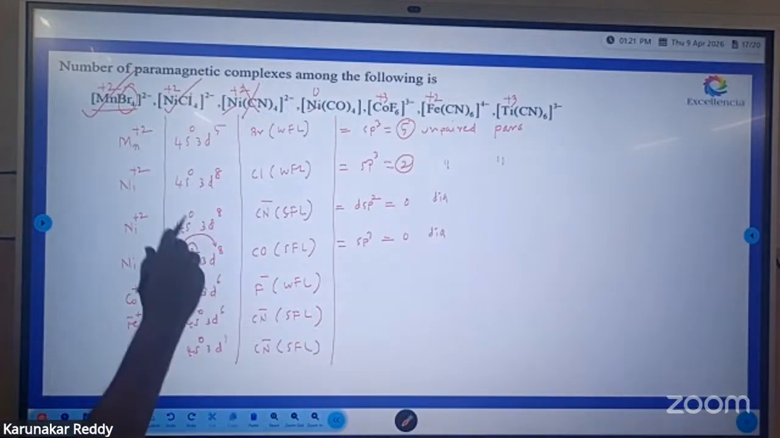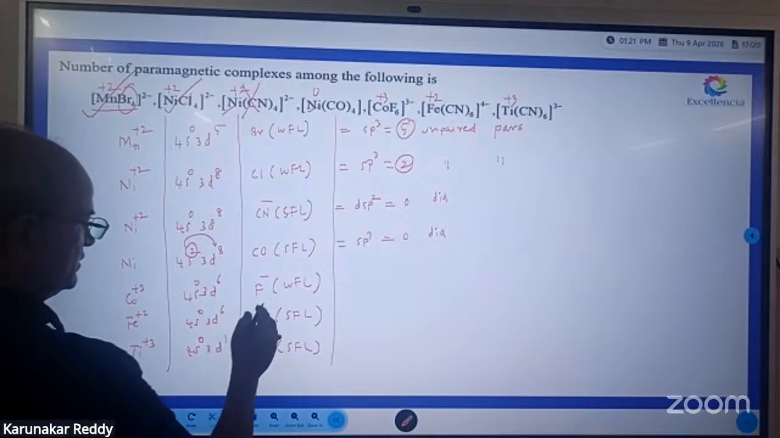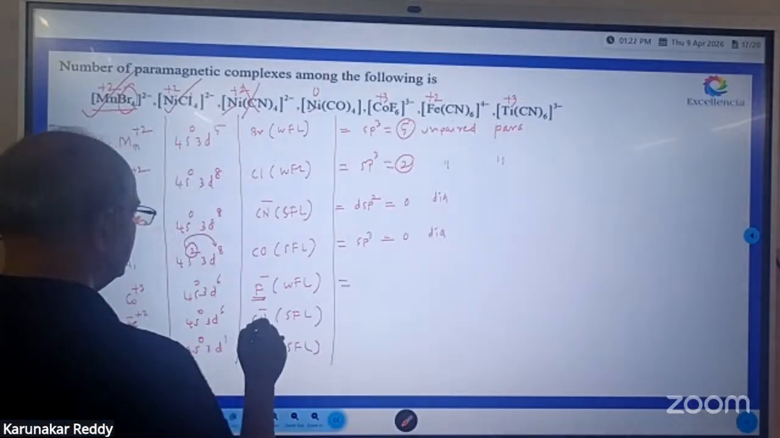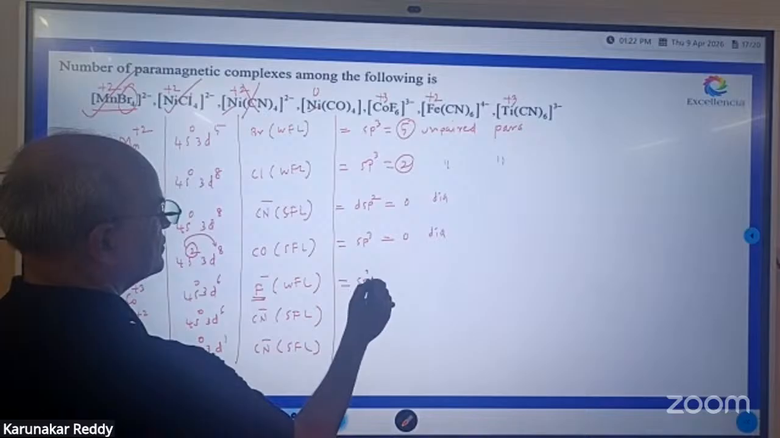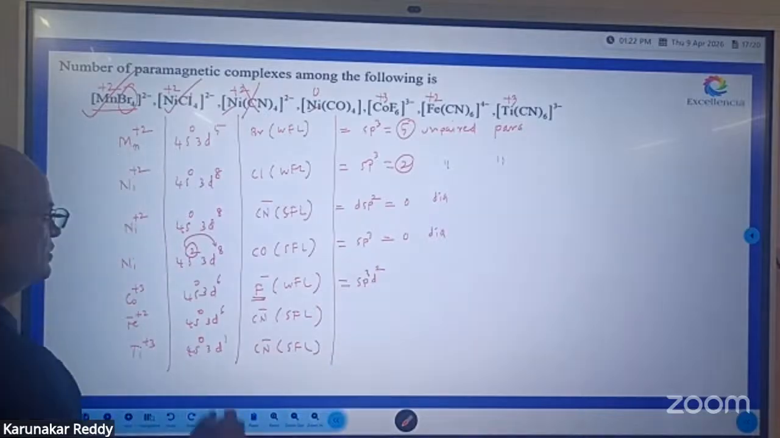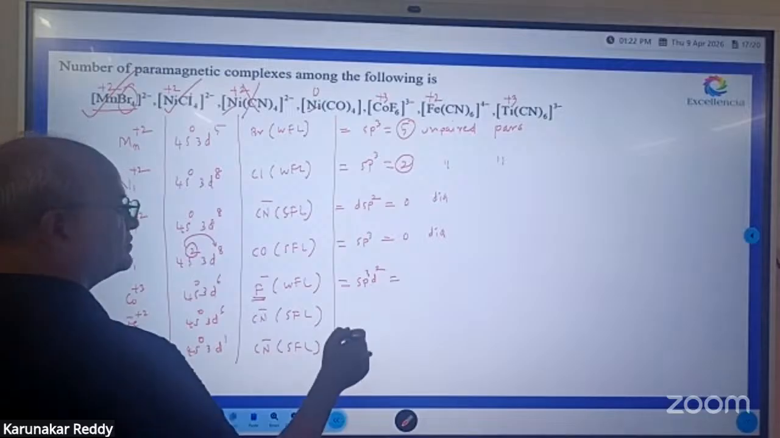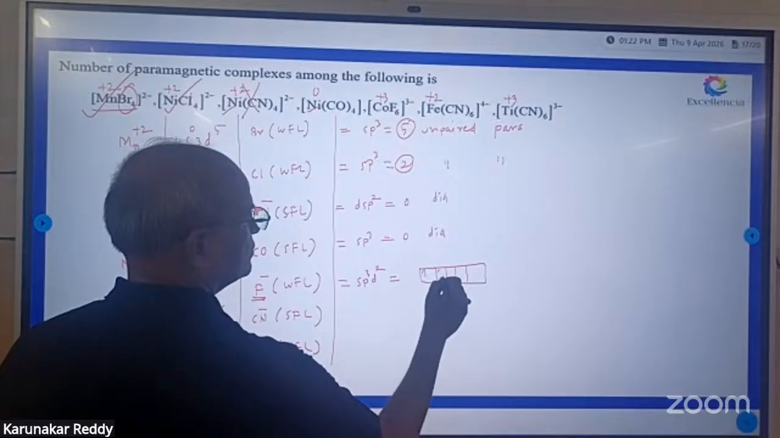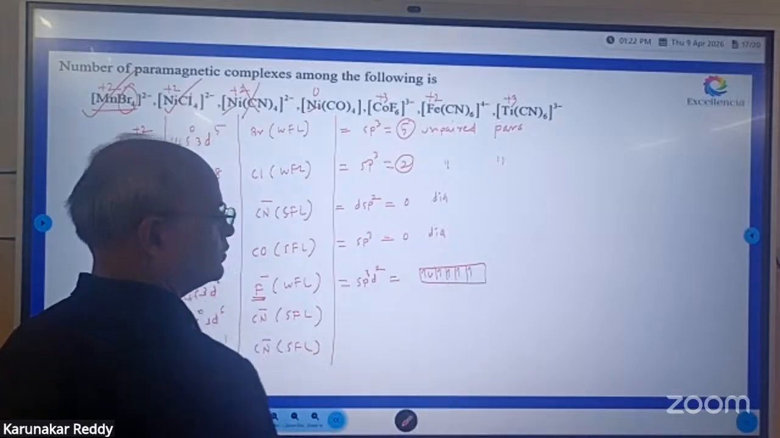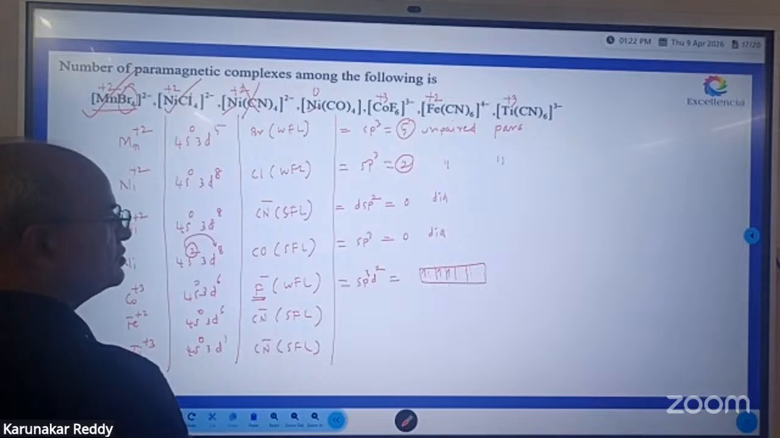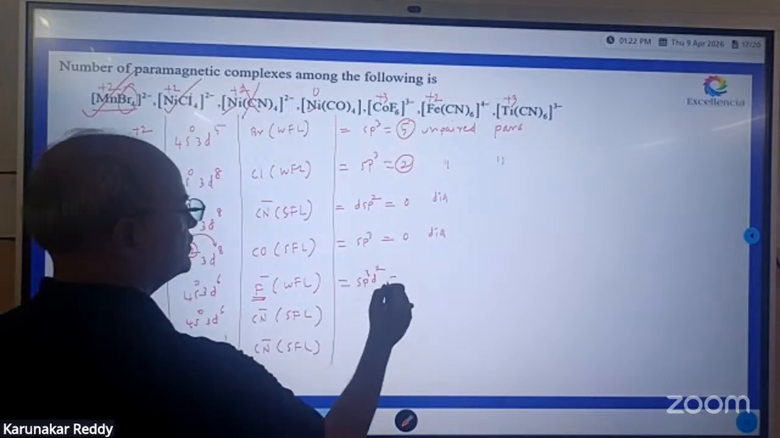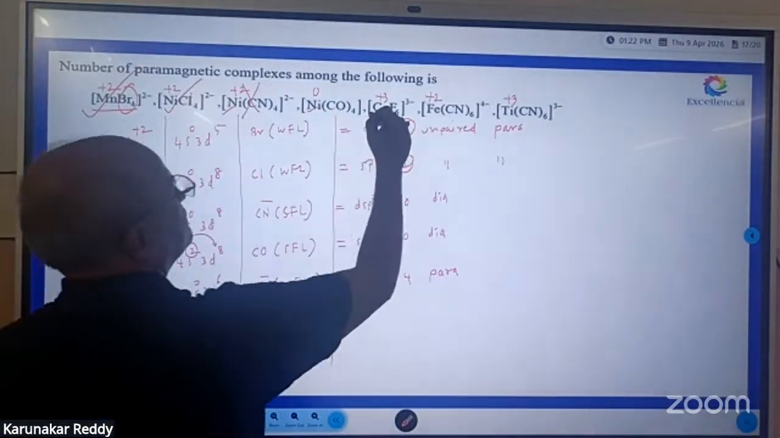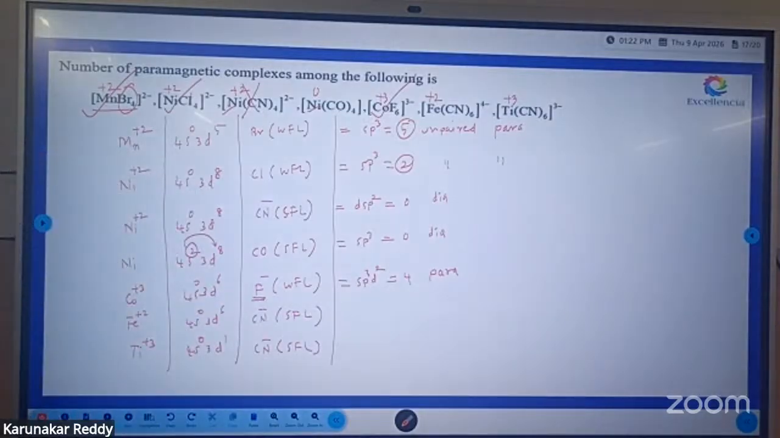Cobalt +3, CoF6 3-, this one. Again, it is a weak field ligand and is having the unpaired electrons. So sp3d2 is the hybridization state. So how can we write the number of unpaired electrons? 6 are there, say 1, 2, 3, 4, 5. 6 will be there means 4 are unpaired electrons. So there are 4 unpaired electrons in it that I'm writing. So it's paramagnetic in nature, para. Now CoF6 3- is paramagnetic in nature.